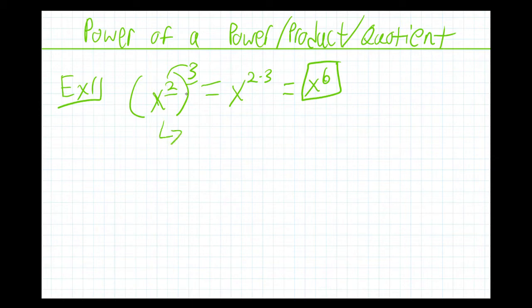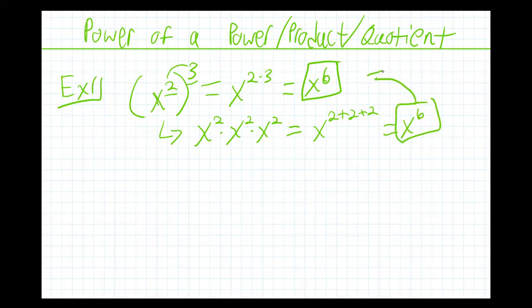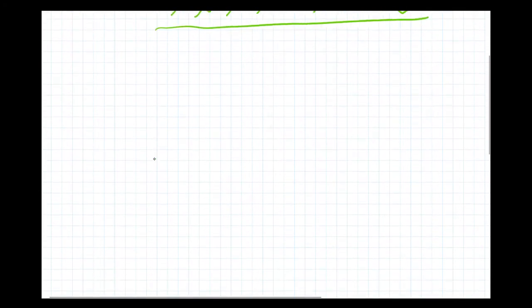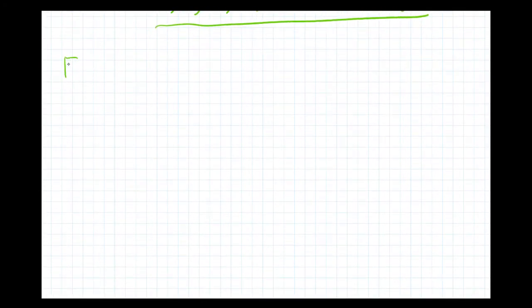This is saying it's x squared times itself 3 times. So it's x squared times x squared times x squared. And just like with product of a power, we're multiplying numbers with the same base. You add the exponents. That's x to 2 plus 2 plus 2. That becomes x to the sixth, just like we had there. So multiply them together. This step here is just showing you the reasoning why that works. So now let's take a look at another example.